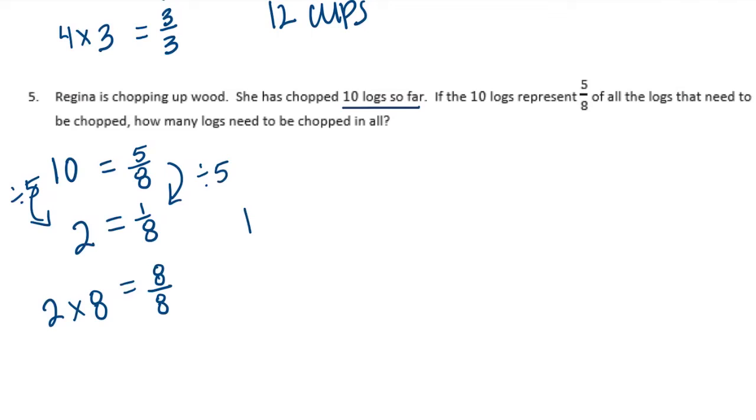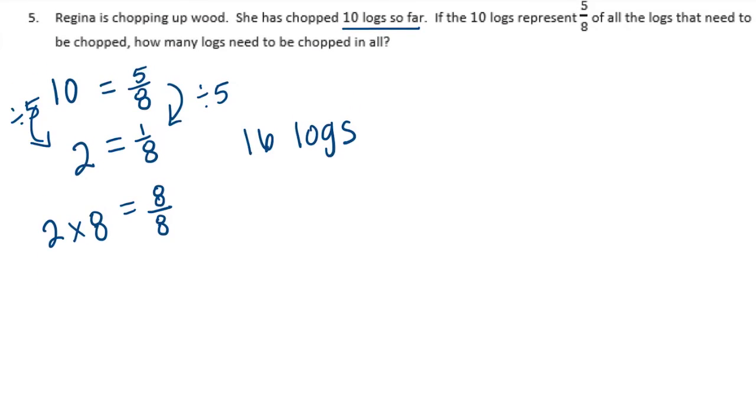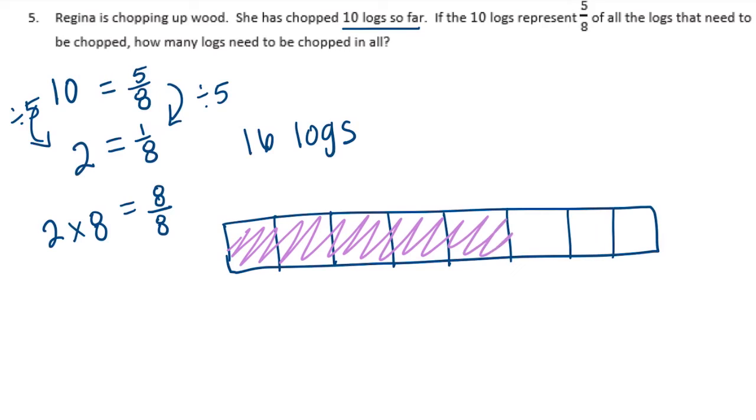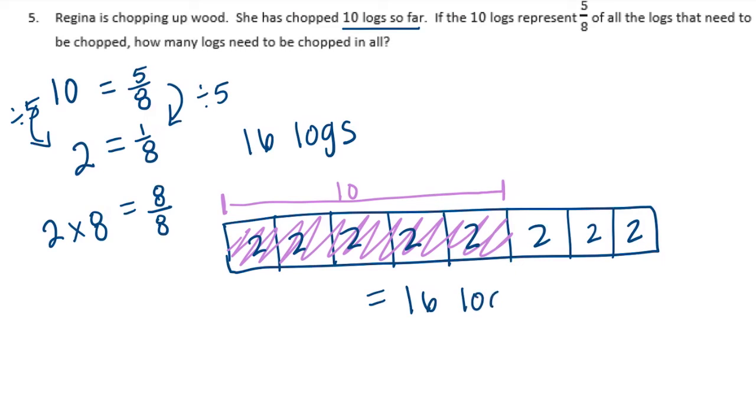And I would get 16 logs. If I wanted to show that with a tape diagram, I could show it divided into 8/8. And we know that 5/8 is equal to 10. So then each one of these pieces is 2. And then the extra ones would also be 2, which would add up to 16 logs.